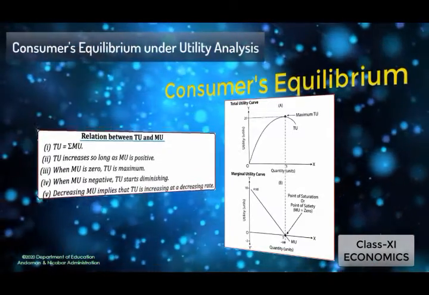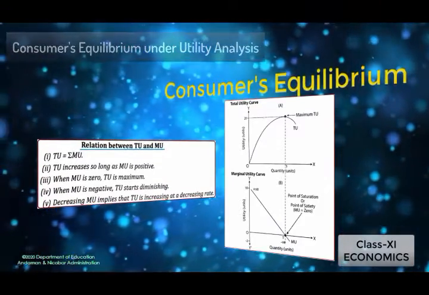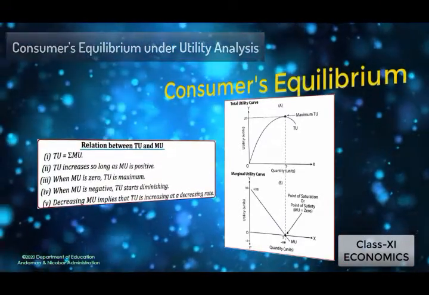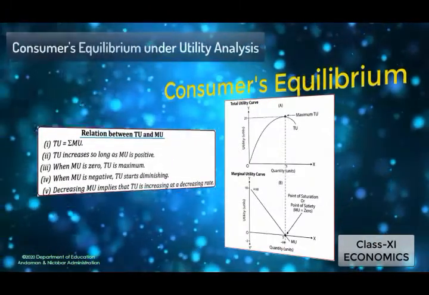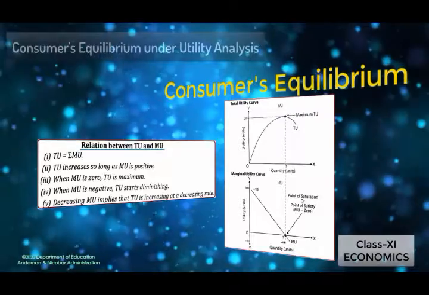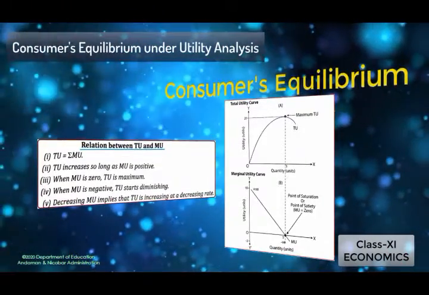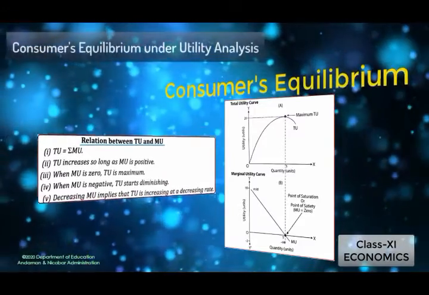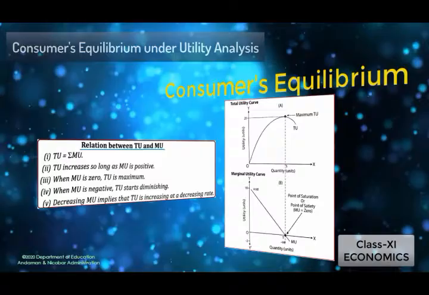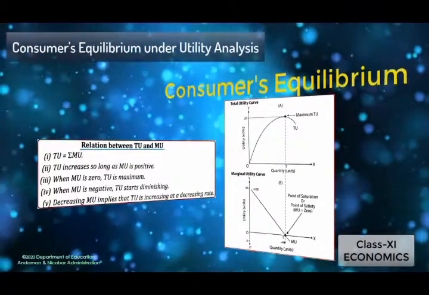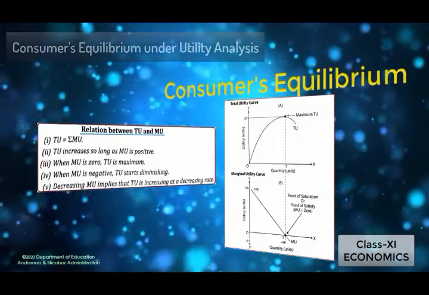Here you can see the value of maximum TU is given. At the same time, when TU reaches its maximum, you can see that MU reaches the value of 0. And again, from there TU starts declining. When the TU curve starts declining, MU is negative. You can see in the diagram, when TU is decreasing, the MU curve moves downward, that is, it moves to negative value.